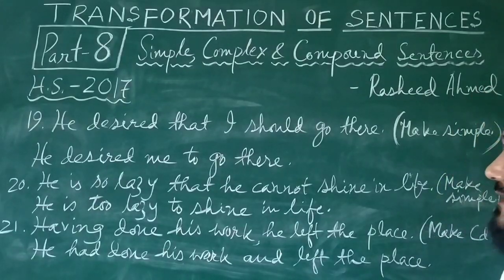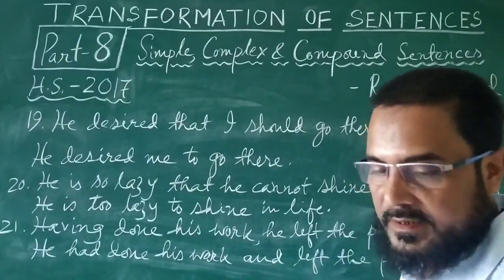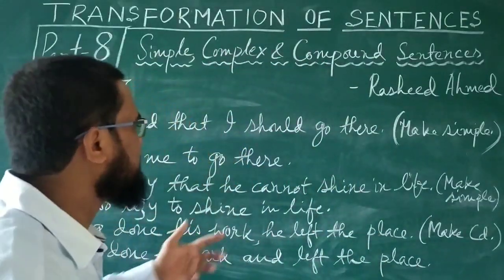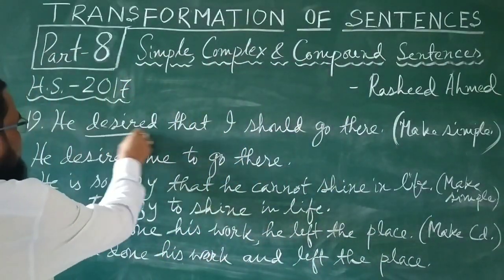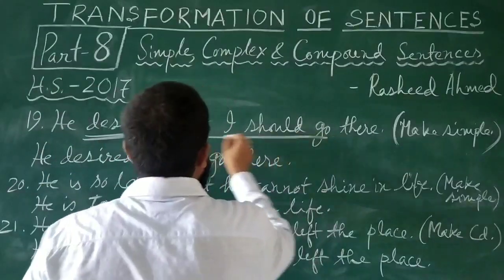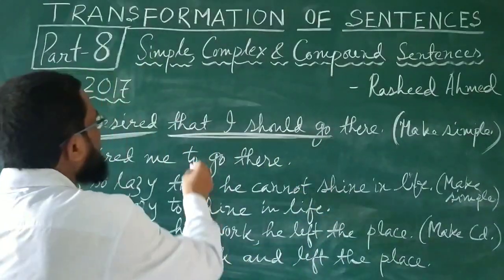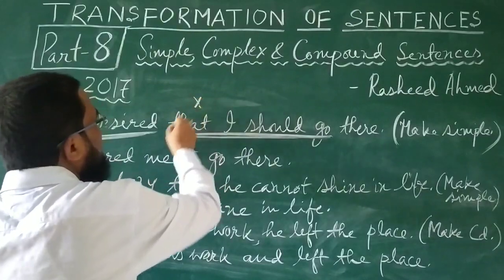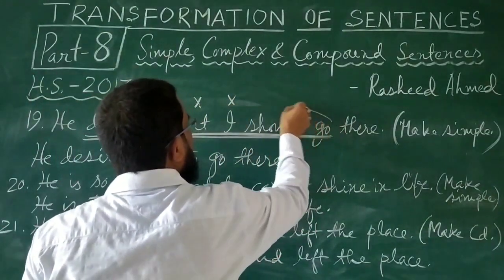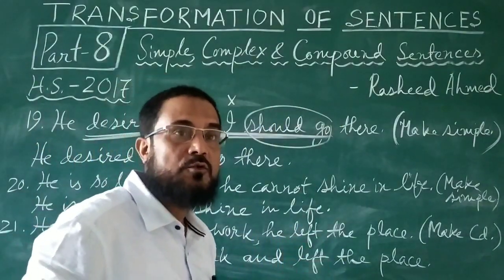In 2017, 3 questions came. The first one is, he desired that I should go there. This sentence is very obviously complex. He desired, one finite verb, that I should go. This makes it complex. And the instruction is to make it simple. When you make it simple, we will remove this that, we will remove I, and should go is a finite verb, so it should be changed into a non-finite form, we should change it into to go.